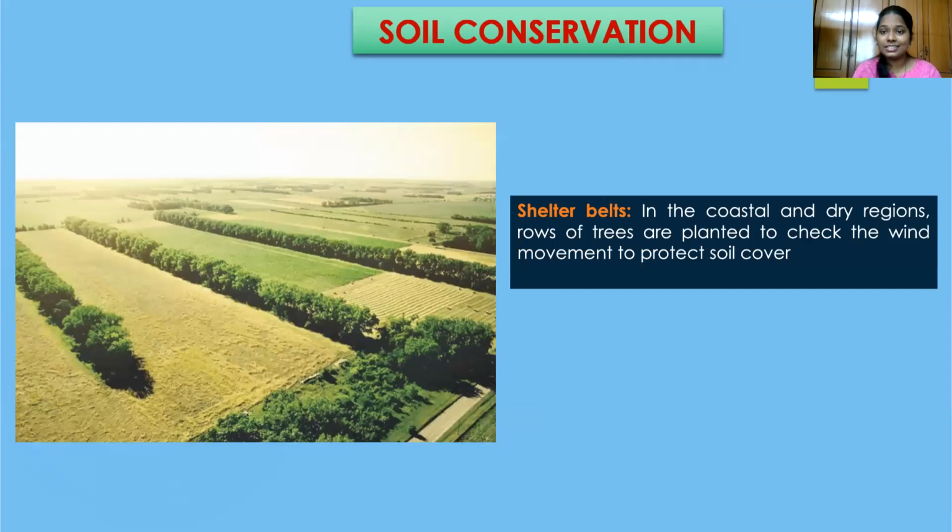Then we have shelter belts. Shelter belts are used in coastal areas or dry areas, like desert areas, where there is strong wind erosion. The soil has a fine grained structure, so the wind comes and carries it. If nothing acts as a barrier, what will happen? The wind will carry the soil a long distance. But if we have a barrier, what will happen? The wall will act as a barrier, the wind will fall down, and the soil will settle down in that area.